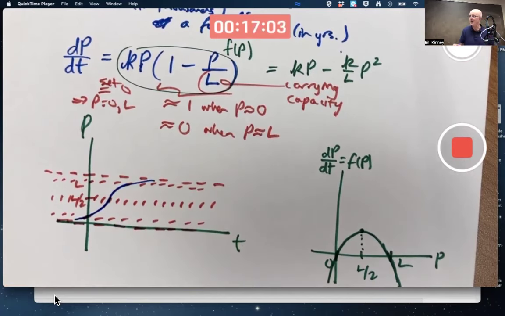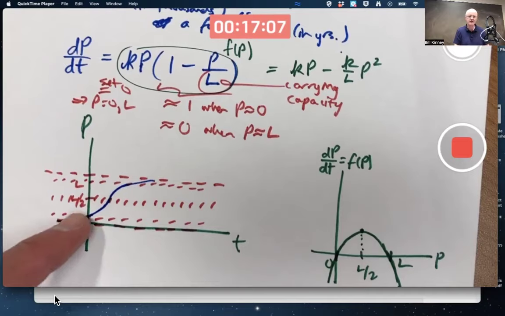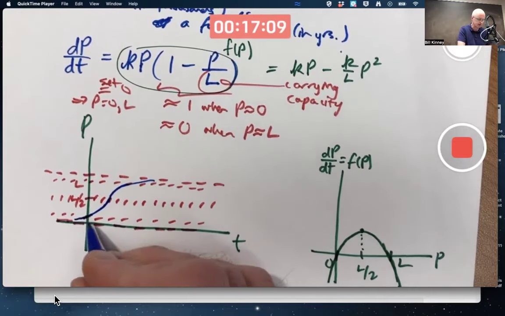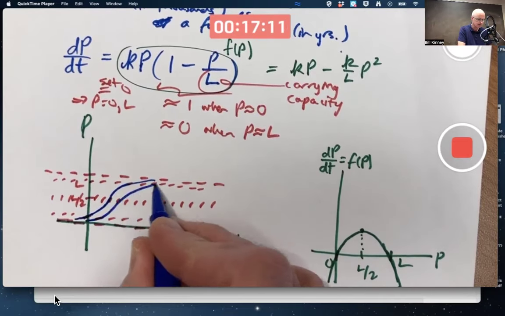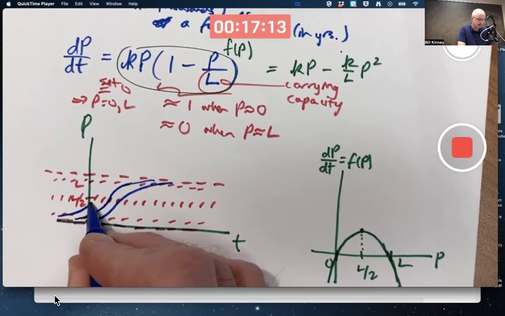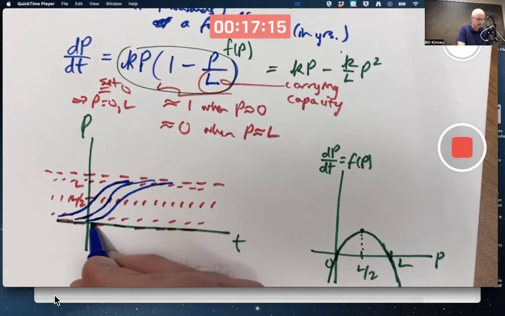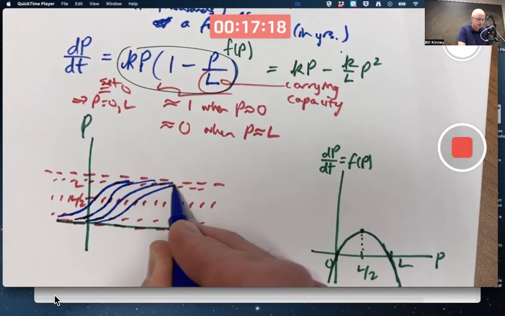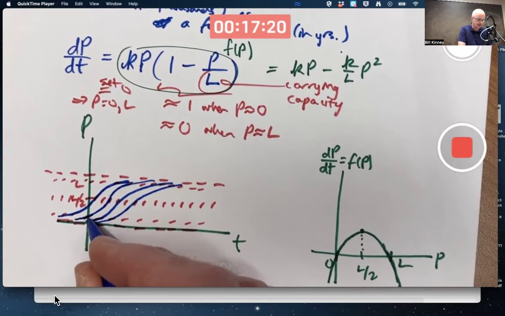And in fact, being an autonomous equation, take any solution and translate it horizontally, and you've got another solution. Here are some other solutions. They are horizontal translations of the first one. They do have different initial conditions at time 0.